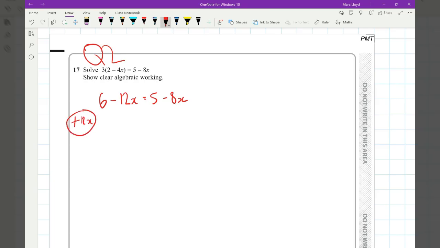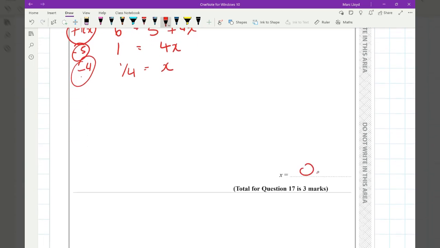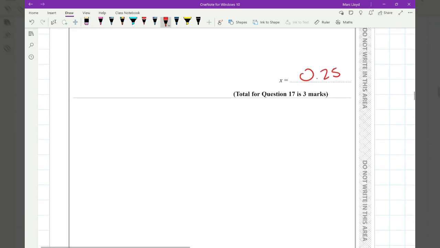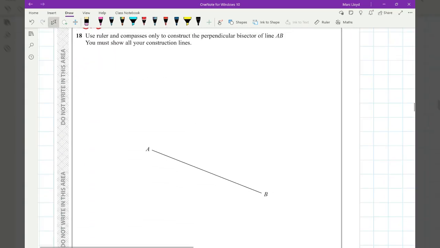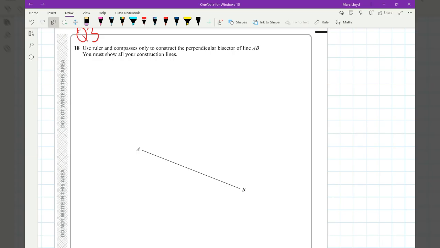So if we add 12x to both sides, we're going to eliminate one of the unknowns, so that's going to disappear from the left-hand side. And then the right-hand side, we've got negative 8 plus 12, which gives us positive 4. Next step, now that we've just got one unknown to find, we're going to subtract 5 from both sides, giving us 1 equals 4x. And then we divide both sides by 4, giving us a quarter, which means that x is 0.25. Well, a quarter's fine. So they like to have a decimal, I think, for the answers. Those crazy examiners.